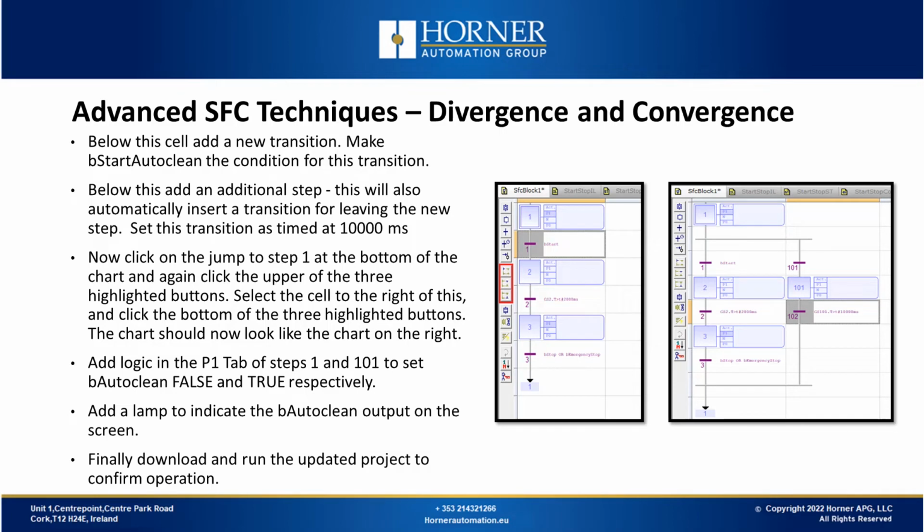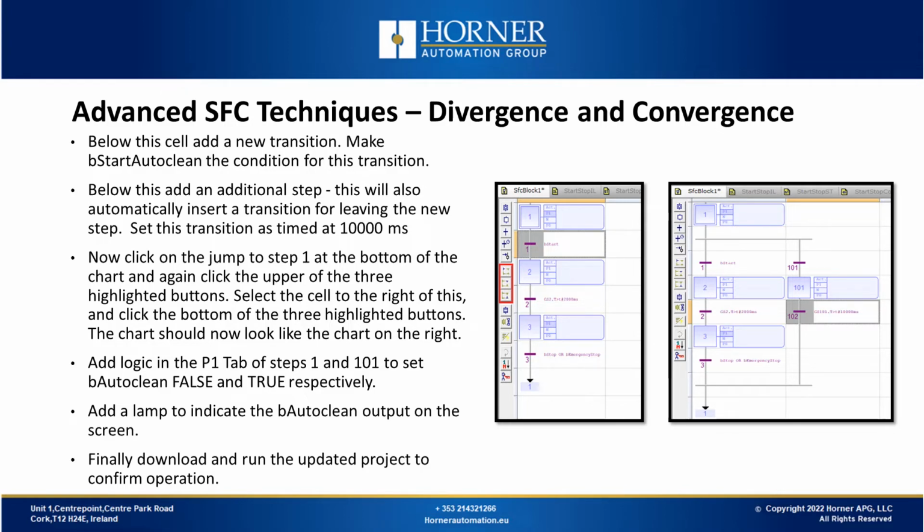This will also automatically insert a transition for leaving the new step and will set this transition timed at 10,000 milliseconds. Then we'll click on the jump to step 1 at the bottom of the chart and again click the upper of the 3 highlighted buttons. Then we'll select the cell to the right of this and click the bottom of the 3 highlighted buttons. The chart should now look like the chart on the right.